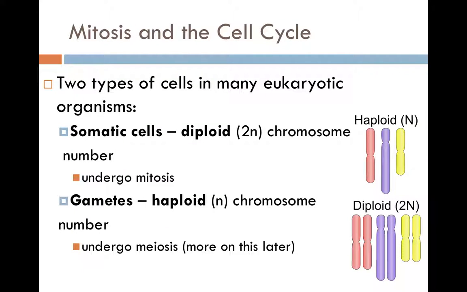So there's two types of cells that are in eukaryotic organisms. There's somatic cells, which are known as diploid cells. They have two copies of chromosomes, one inherited from each parent. The somatic cells of the body, they're called body cells. They're going to undergo mitosis.